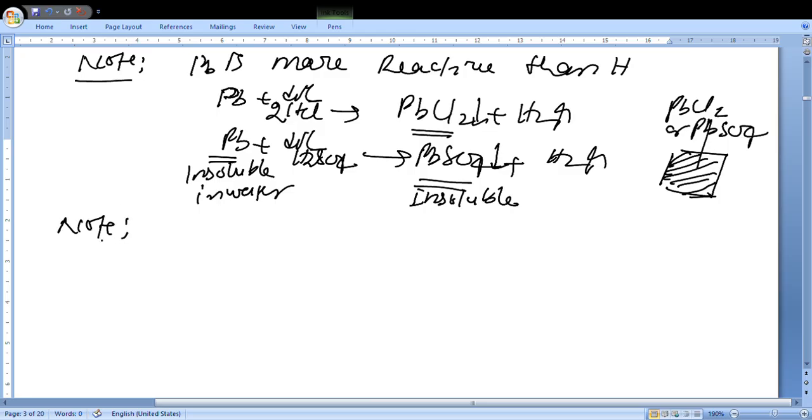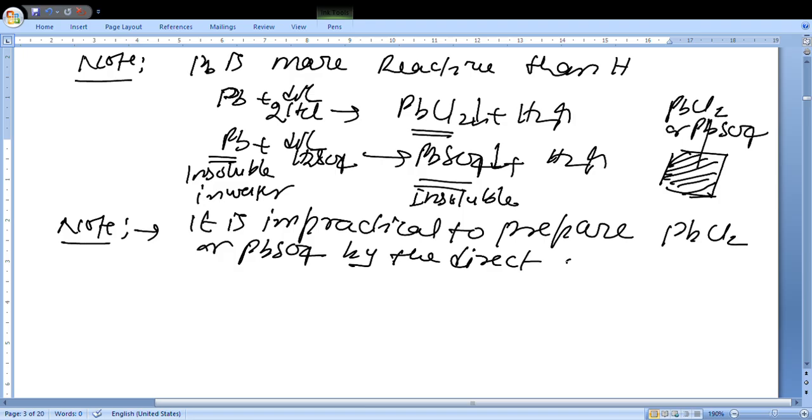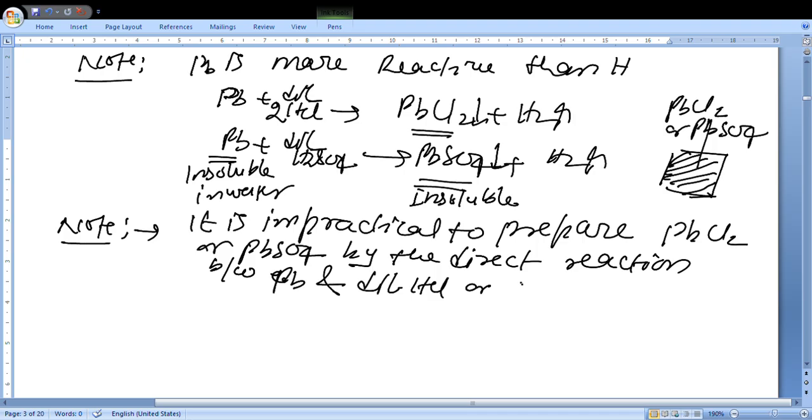Here is a very important note to remember, as this question is asked: it is impractical to prepare PbCl2 or PbSO4 by the direct reaction between Pb and dilute HCl or Pb and dilute H2SO4.